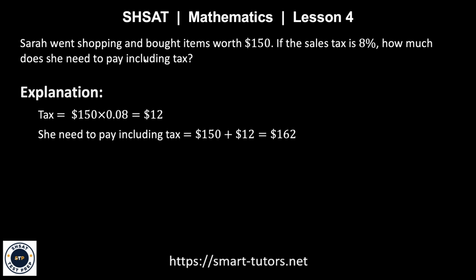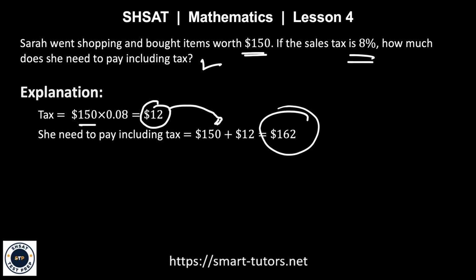Sarah went shopping and bought items worth $150. If the sales tax is 8%, how much does she need to pay including the tax? The tax is 8% and the item price is $150, so you have to pay tax on it. Anytime you multiply a percent, you need to make this percent into a decimal and then multiply it. The tax is 150 times 0.08, so you divide by 100 to make the percent into a decimal, and when you multiply, that gives you $12. Then you add this $12 to 150, which gives you $162.